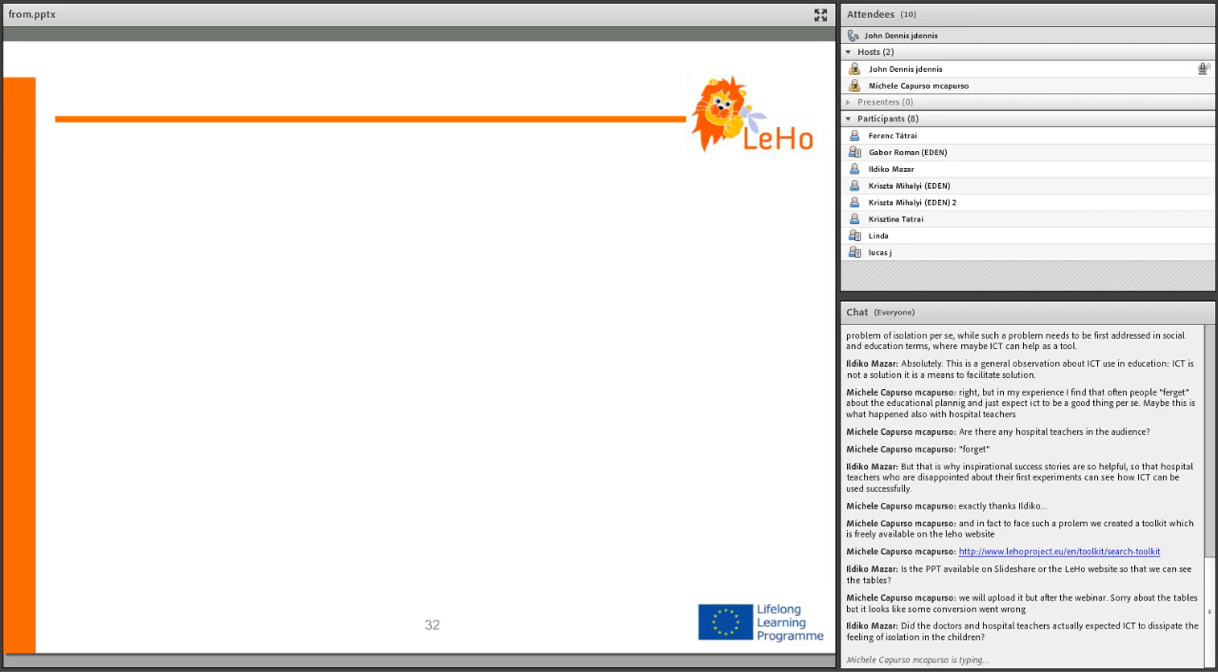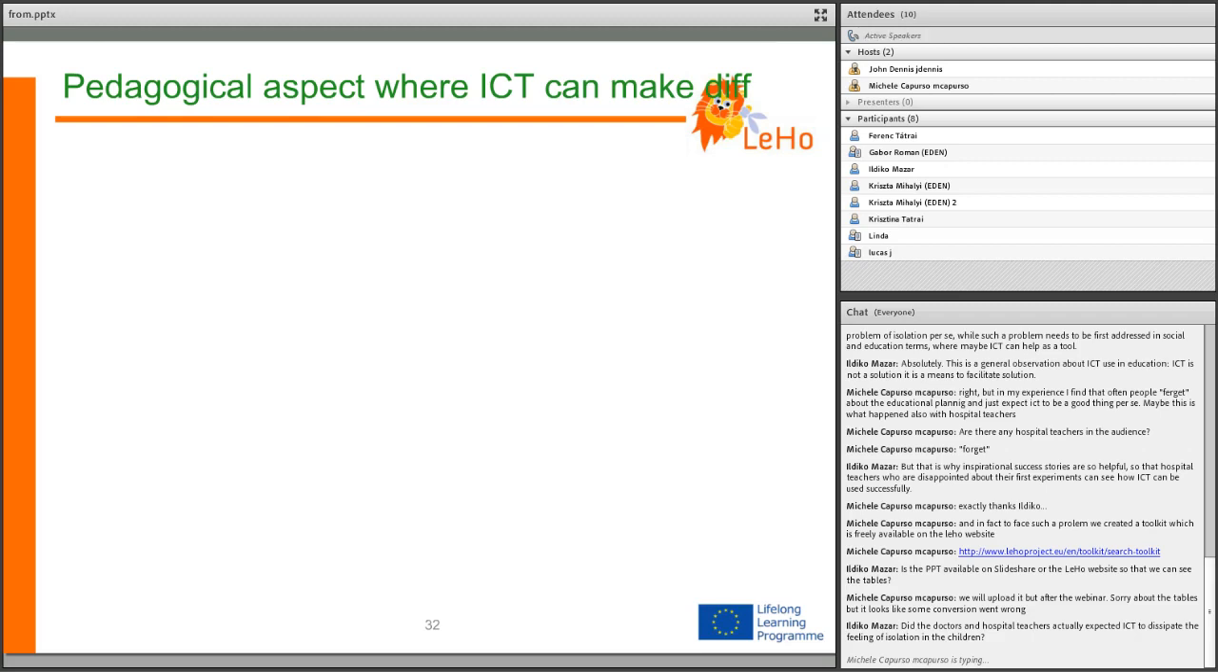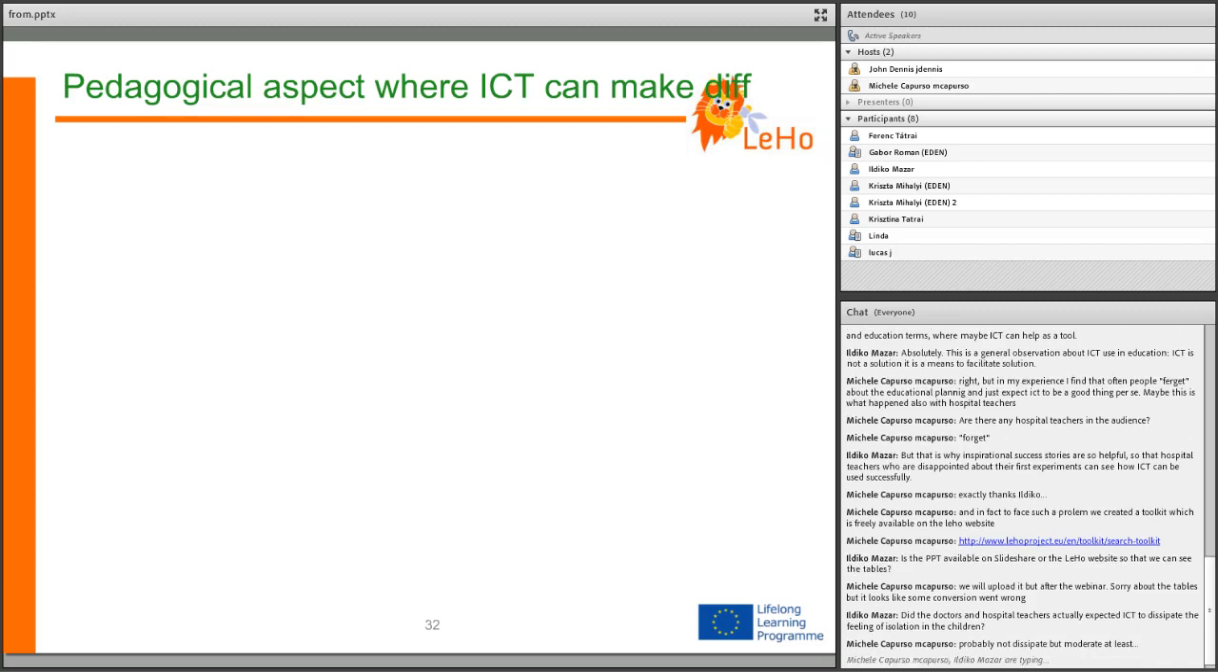That doesn't have a table. There it is. All right. So, the pedagogical aspect where ICT can make a difference. You should have been seeing the categories here. Communication and information sharing was the most frequently listed category, at 34% of the time. Software as a learning support was listed about 13%, and then increasing knowledge was third with about 11%.